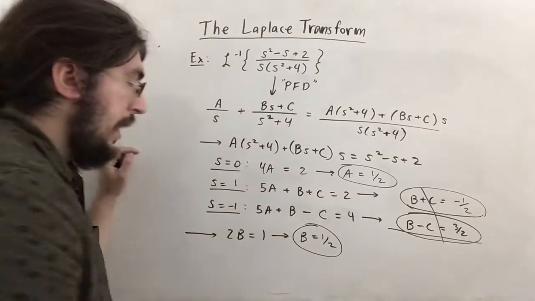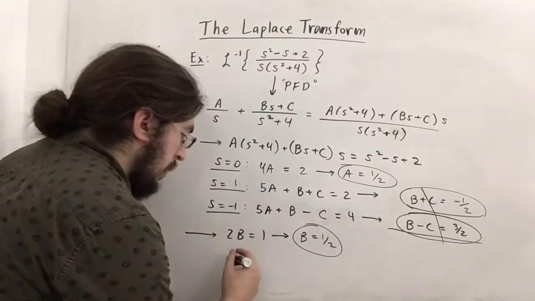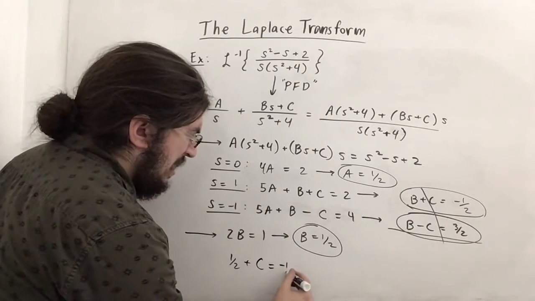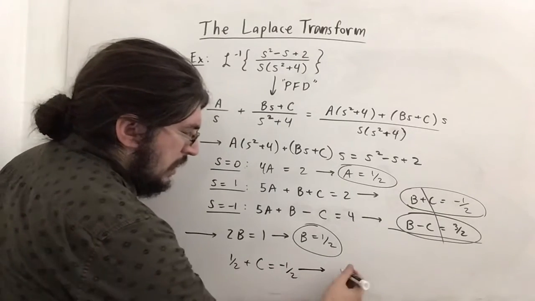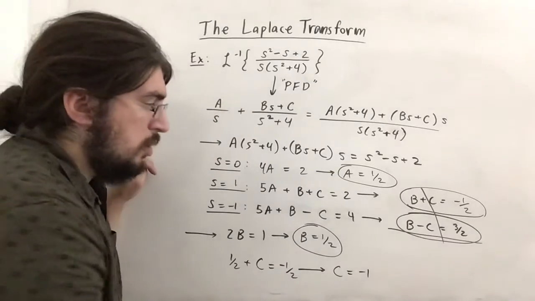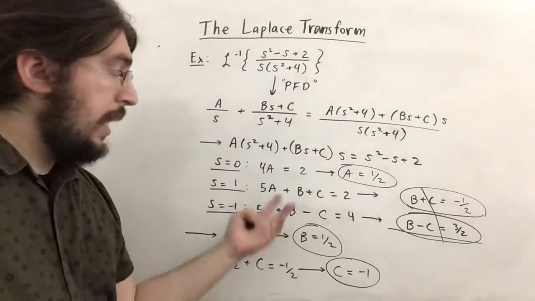Great. And now, well, we can plug back into either of these. Let's plug into the top one. So if b is 1/2, then that means 1/2 plus c is -1/2. So that means if we subtract that 1/2 to this side, we get c is -1/2 minus 1/2, which of course is -2 over 2 or -1. Fantastic. So now we have values for a, b, and c.